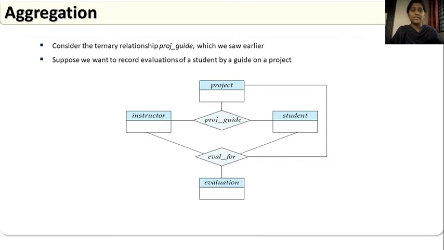Next method is aggregation. Aggregation is to consider the ternary relationship like the project guide which we saw earlier. Suppose we want to record the evaluations for the student by the guide project report. See here the ternary relationship is a project guide, where instructor, project and student, three entities were involved in it. Similarly, evaluation for also has a three-way relationship.